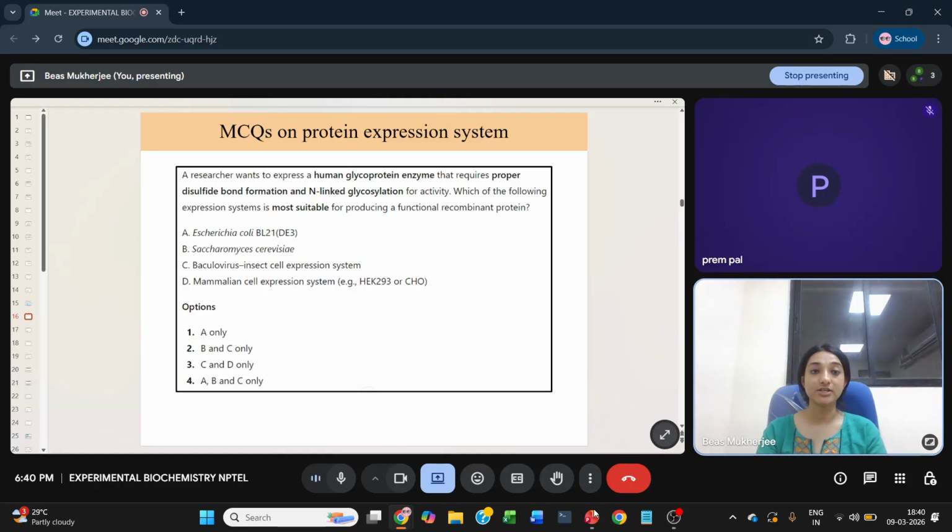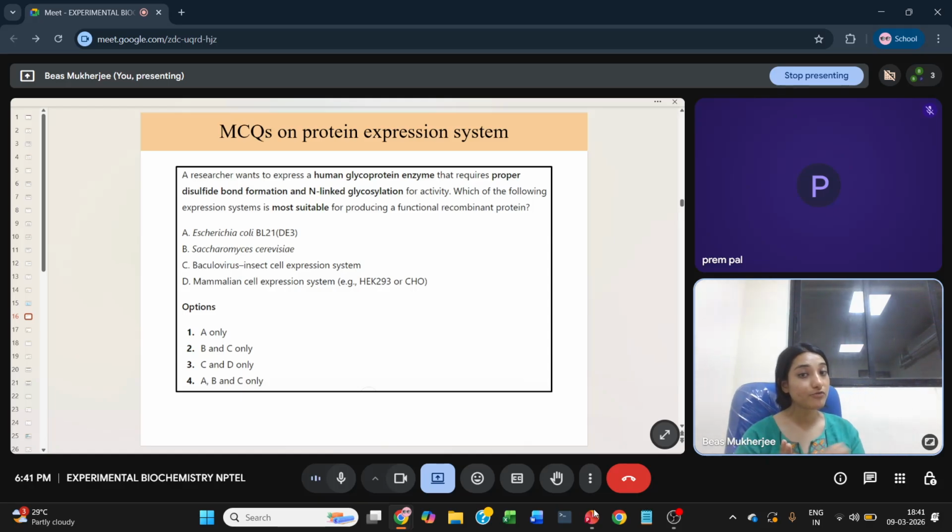Now we have a question. You can try to answer this question in the chat box. Okay. So a researcher wants to express a human glycoprotein enzyme. So remember, glycoprotein enzyme, that means there is some kind of modification that requires a proper disulfide bond formation and N-linked glycosylation for activity.